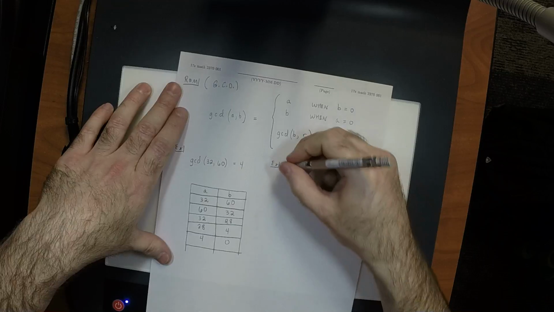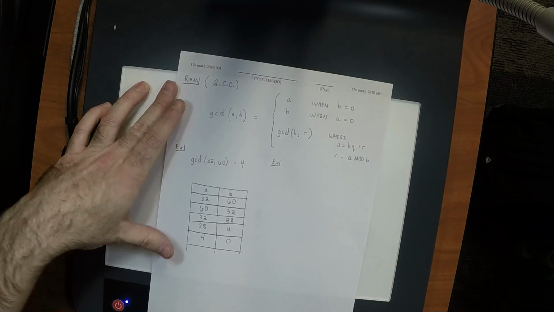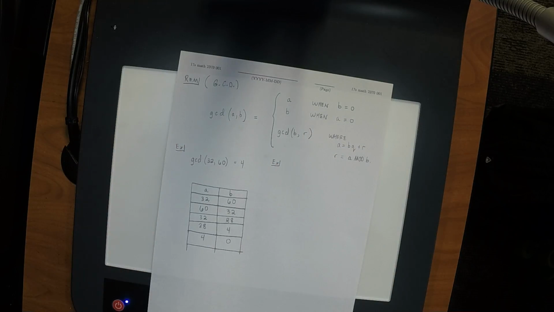Okay, so let's do another one, but let's construct it. So what do we want the greatest common divisor to be? We're going to work backwards. So what do we want it to be? 17.